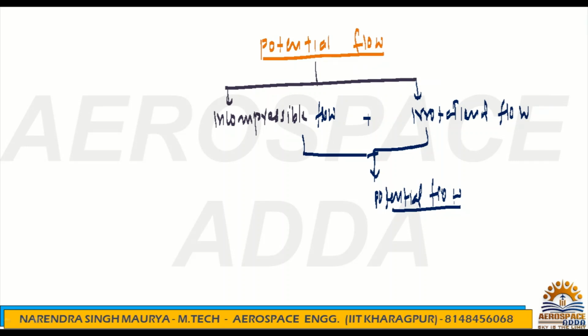And always remember, if potential flow is there, it means psi and phi both will exist, because for incompressible flow the stream function will exist here, and for irrotational flow phi will exist. To define the irrotational flow we have to use the velocity potential function, and to define incompressible flow we have to use the stream function. And obviously once we have potential flow, then psi and phi both will be used there.